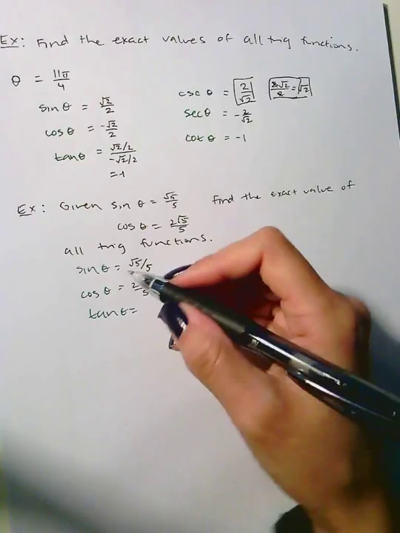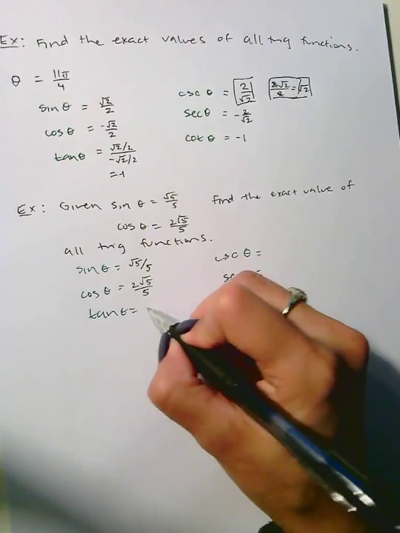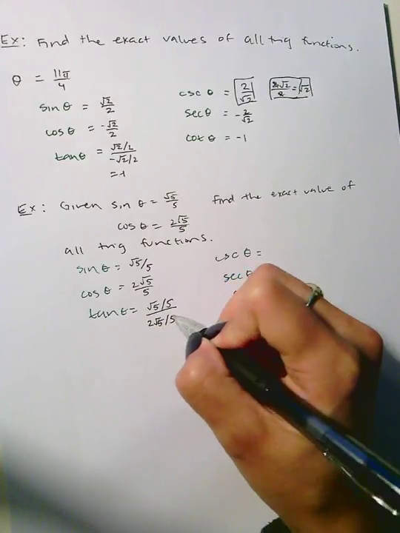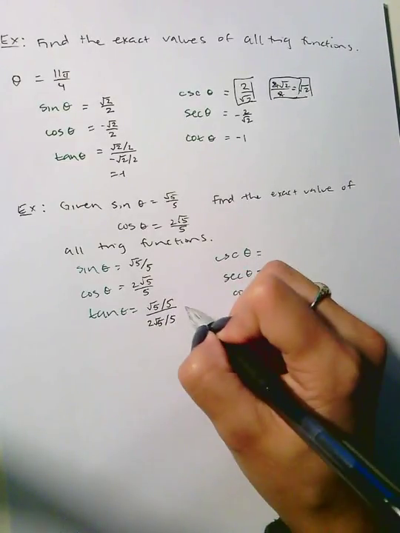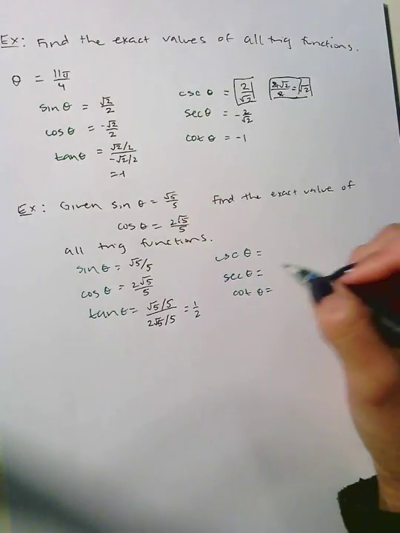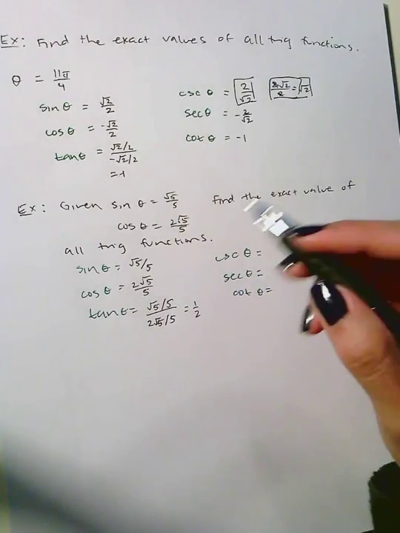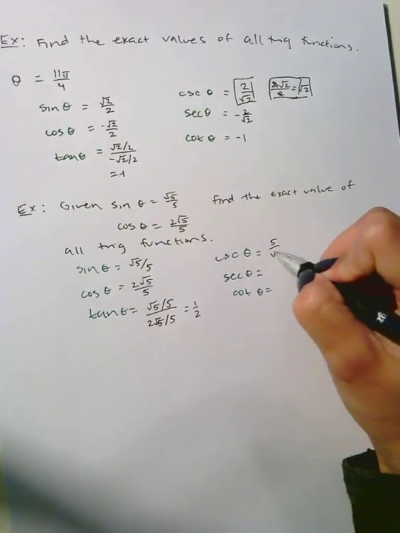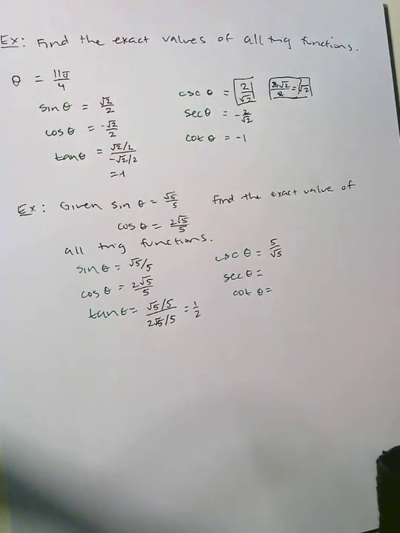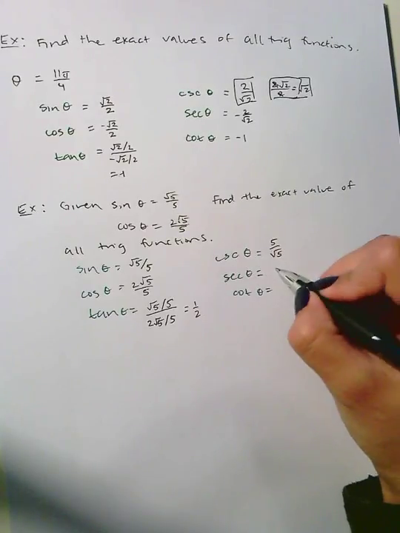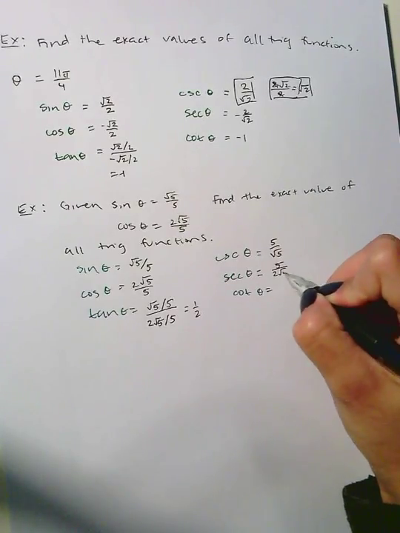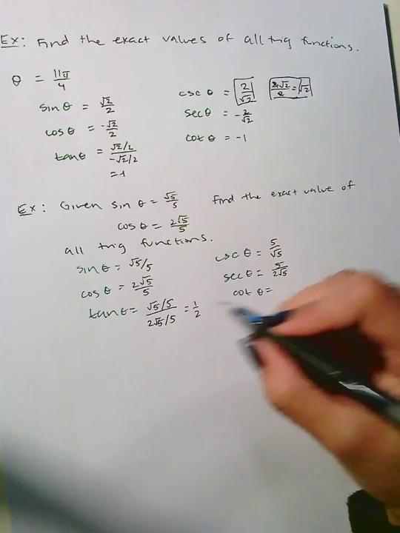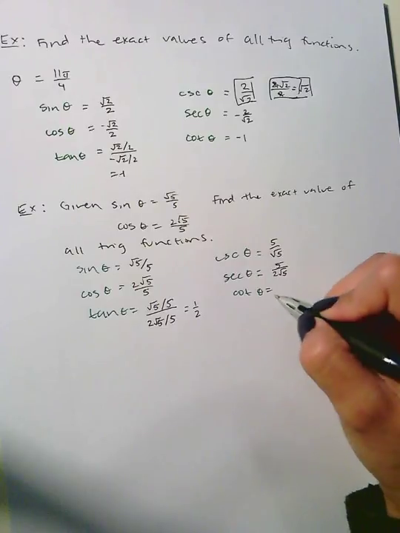Then tangent of theta is equal to sine over cosine, so it's radical 5 over 5 over 2 radical 5 over 5. And if we simplify, we're going to get 1/2. So I'll leave this simplifying to you guys. For cosecant of theta, it's the reciprocal of sine of theta. So we take 5 over radical 5, and we can also rationalize if we wanted to. For secant of theta, it's 5 over 2 radical 5. Again, we could rationalize this one if we wanted to. And for cotangent of theta, take the reciprocal of tangent and you get a 2.